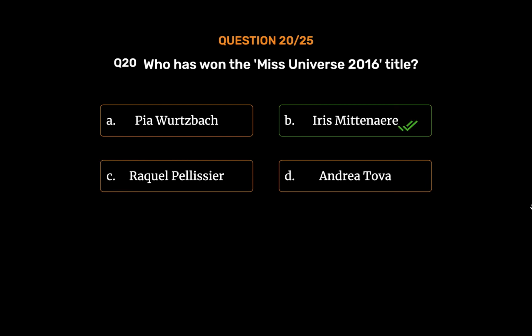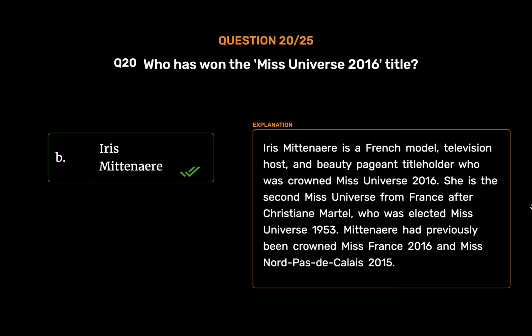Iris Mittenaere. Iris Mittenaere is a French model, television host, and beauty pageant title holder who was crowned Miss Universe 2016. She is the second Miss Universe from France after Christiane Martel, who was elected Miss Universe 1953. Mittenaere had previously been crowned Miss France 2016 and Miss Nord-Pas-de-Calais 2015.